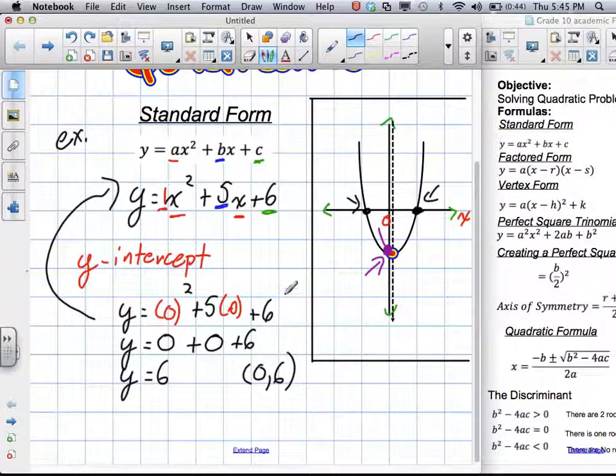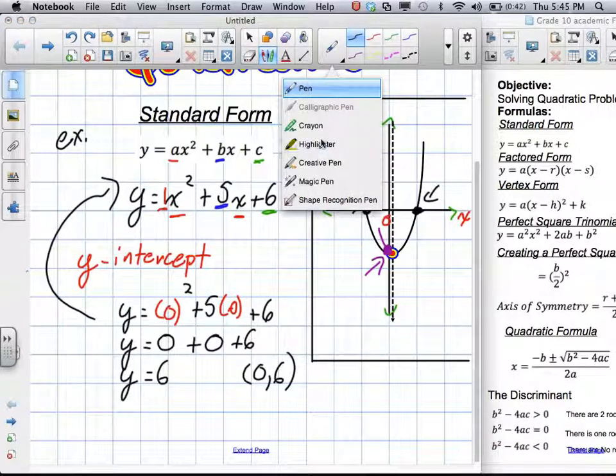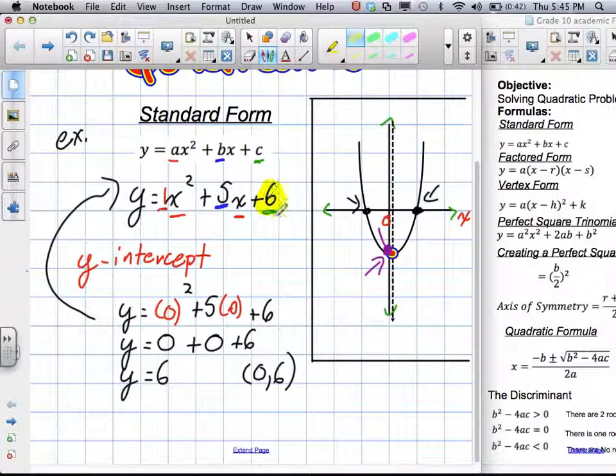And the easy way to tell that from standard form is we just look at our constant term. Okay? What we mean by that is this term here, 6, would tell us exactly what our y is. So when we're in standard form, we can just look at that to find out exactly what our y-intercept is going to be. Okay?